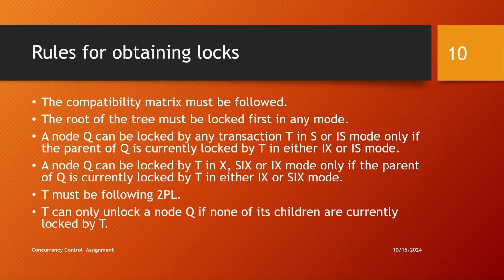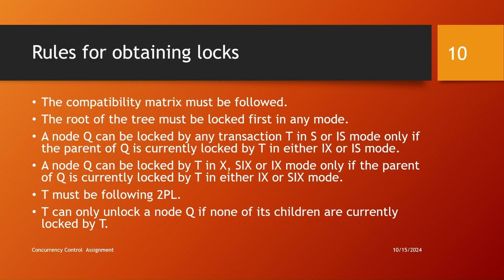Let's see the locking rules. There are specific rules that must always be followed. The compatibility matrix must always be respected. We always start locking from the root node and we respect the 2PL protocol. That is, each and every transaction which is following this locking scheme must follow the two-phase locking scheme. Two-phase locking is that if a transaction is obtaining locks, it can only obtain locks, and once it releases any lock, it will release all the locks. It cannot gain any lock after releasing any locks.